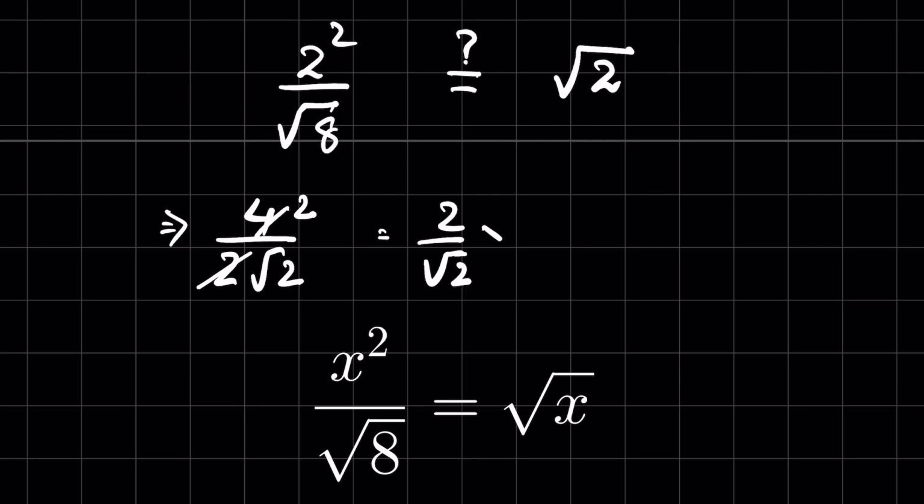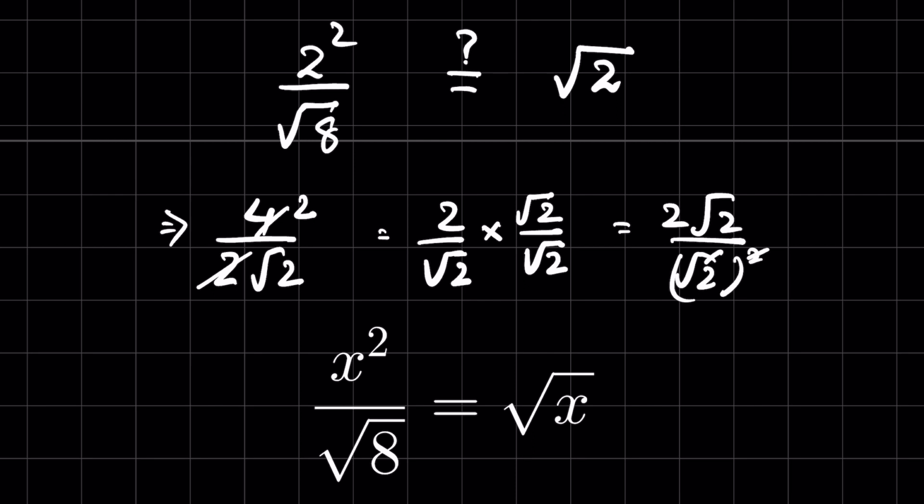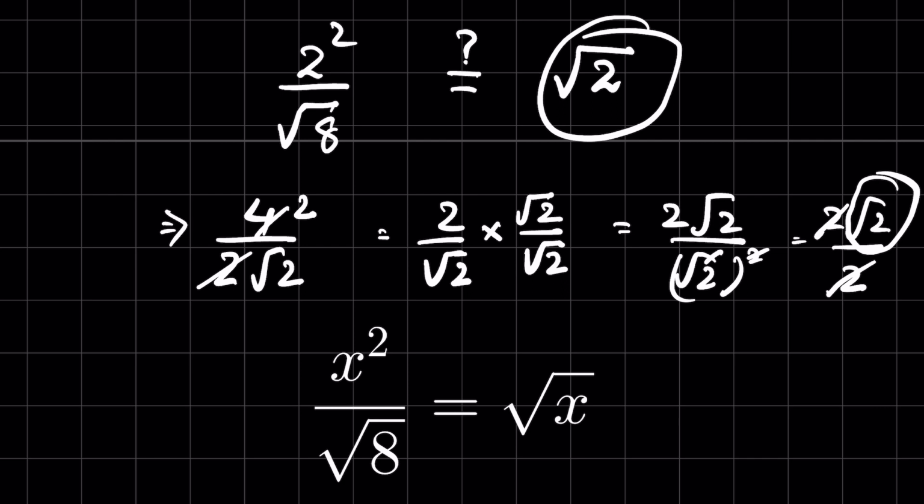In the denominator we have a radical, so let's rationalize it. Multiply and divide it by square root of 2. So this is 2 times square root of 2 upon square root of 2 square. So we remove square with the square root, or 2 times square root of 2 upon 2. This 2 and this 2 gets cancelled. So this is LHS is equal to RHS. Answer is verified.